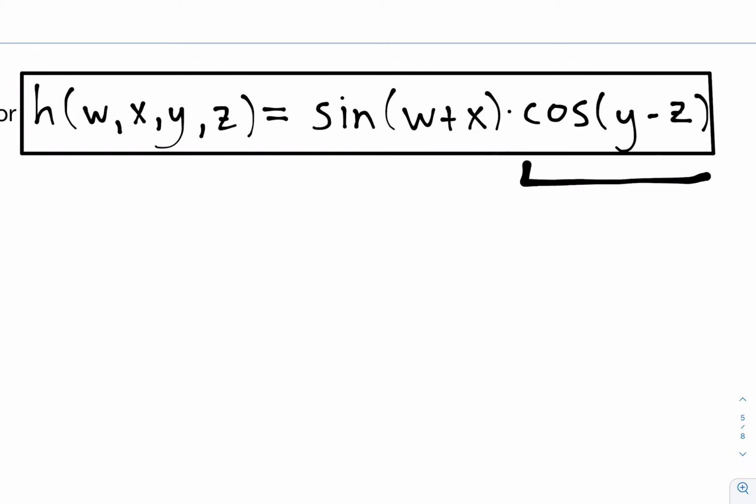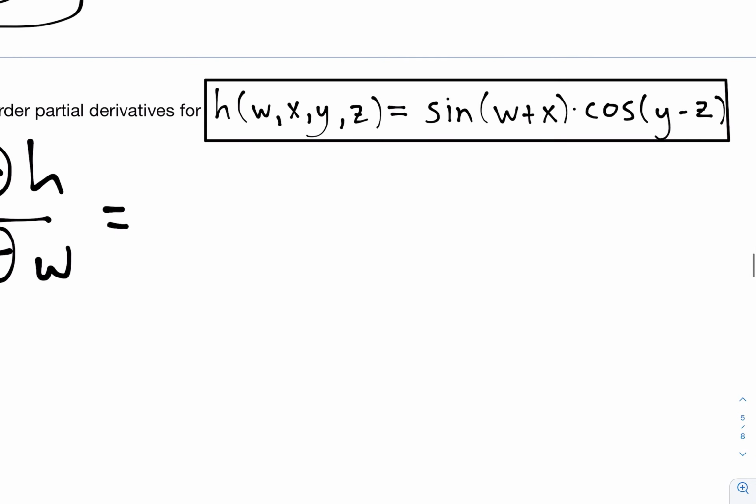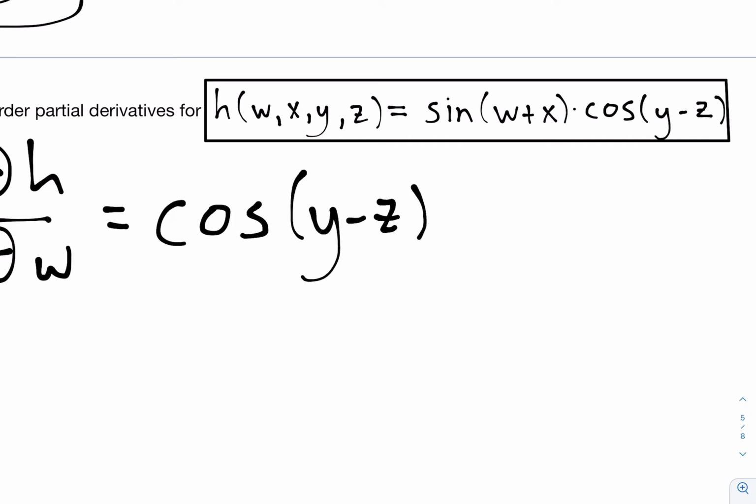So this cosine of y minus z can just be thought of as a number, so let's just bring it to the front here, because we know when we're differentiating, the constants can just be factored out. Okay, so that's going to be times, what's the derivative of sine of w plus x?